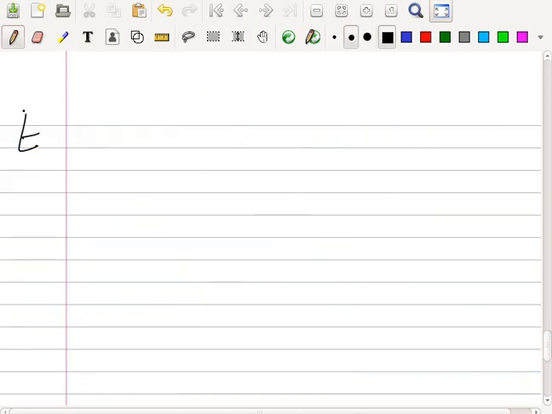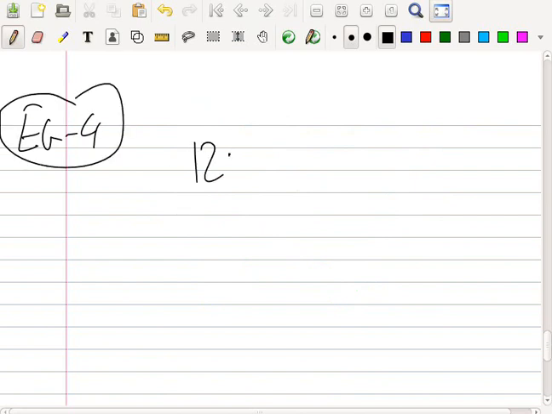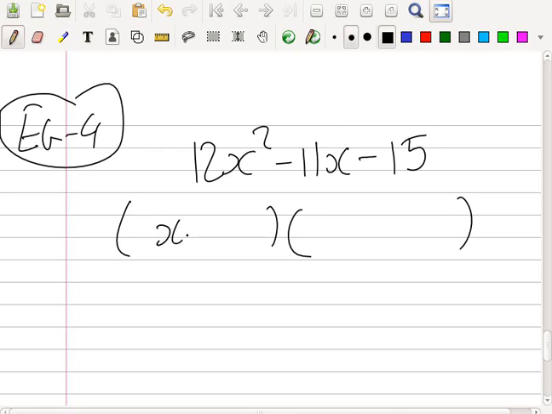Example 4, our last example. 12x squared minus 11x minus 15. Okay, so what signs do I need? A plus and a minus. And the bigger number needs to be negative, so you need to make the bigger number be the negative number. Although because you have the numbers in the front, it's not clear which way around to put that just yet. But anyways, let's see what we can come up with.